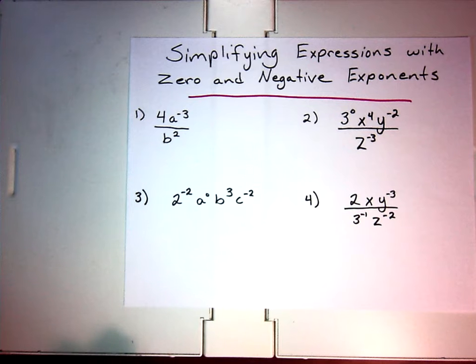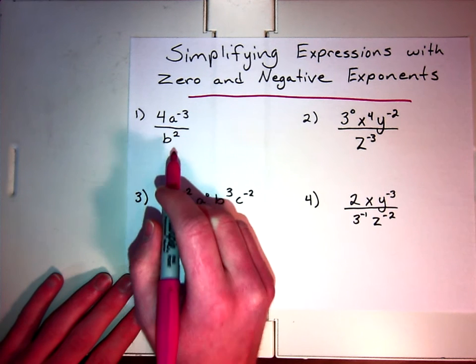For anything with a negative exponent, you are able to move it. If it's in the numerator, you can move it to the denominator, and it will be equal to the positive form of that exponent. You will also be able to move it, if it's in the denominator, to the numerator and change it to the positive form. Okay? So let's look at some of these examples.